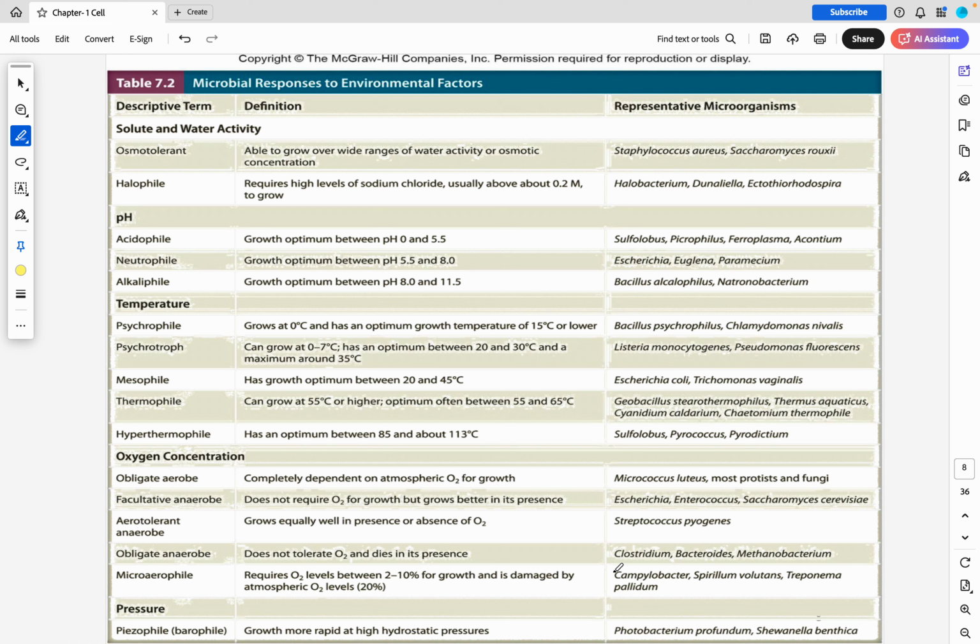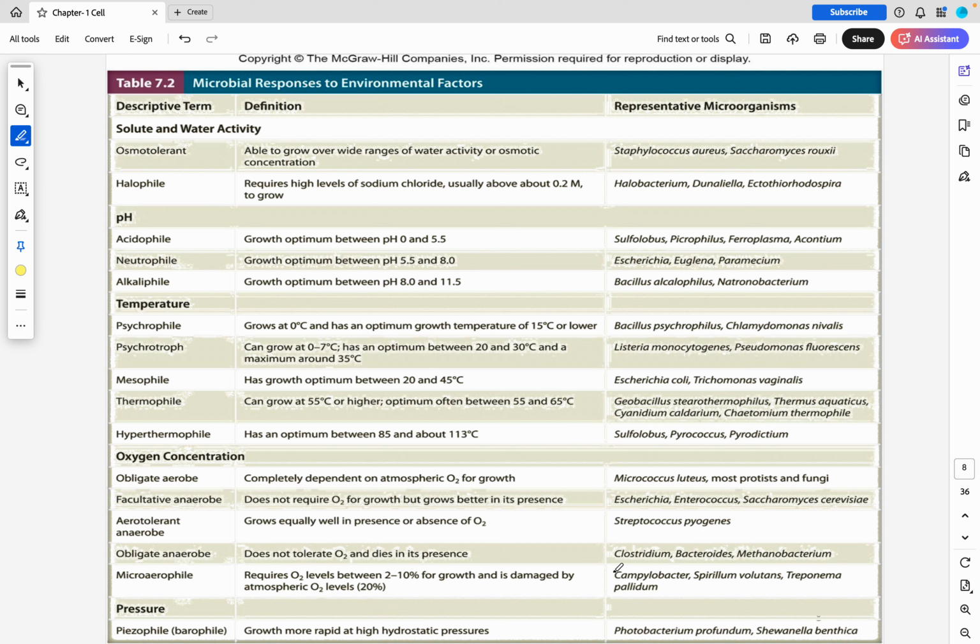Sulfolobus and Ferroplasma are prokaryotic genera that are usually associated with mining plants. Then for neutrophilic organisms, we have the usual Escherichia, and then some eukaryotic unicellular microbes such as Euglena and Paramecium. Then for those that prefer alkaline environment, we have Bacillus alkalophilus and Natronobacterium.